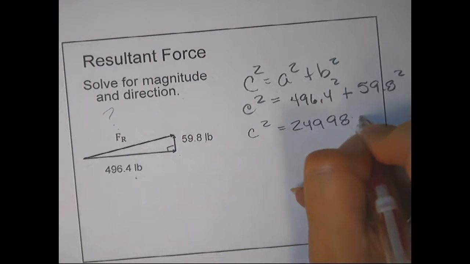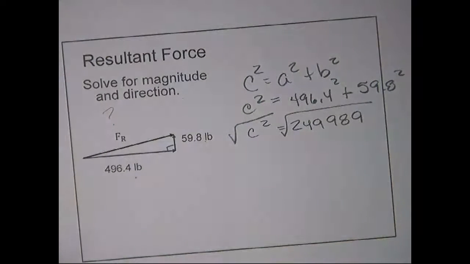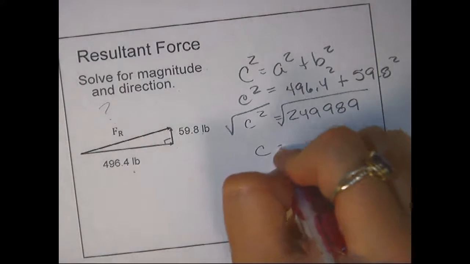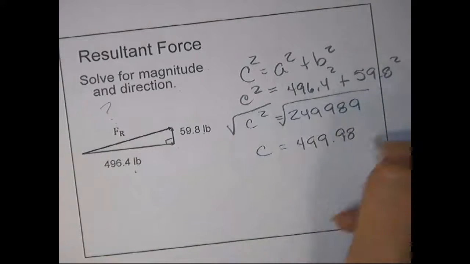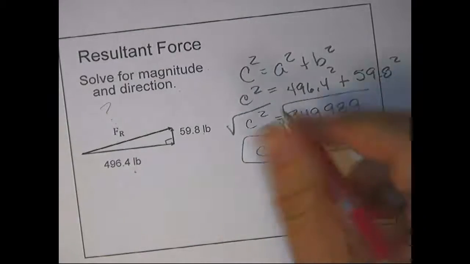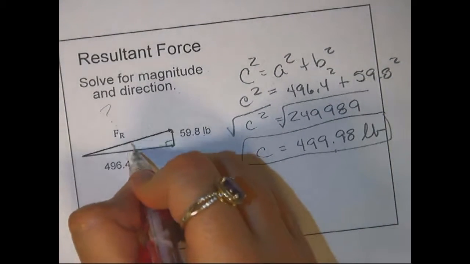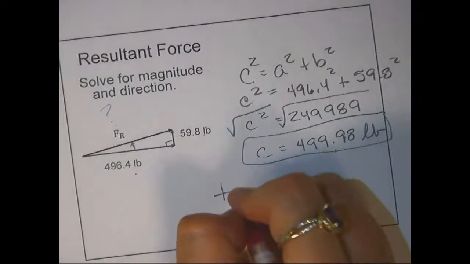Is that my final number? No, because I have to take the square root of both sides. And I get C is 499.98. If you want to round this up to 500, that's okay. So there's my magnitude of my force, and I also need this angle here. How am I going to find that? Well, we're going to use our other trig function.